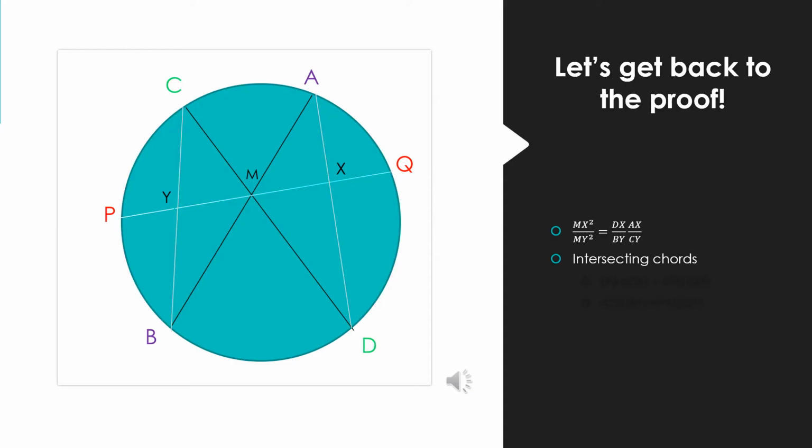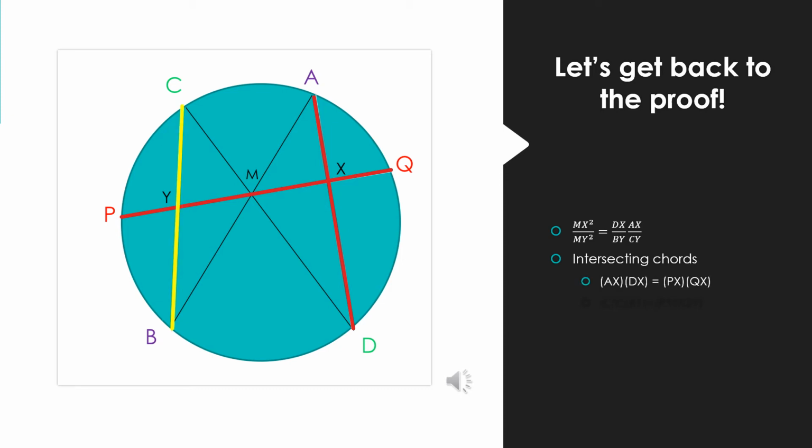If we want to use the intersecting chords theorem to help advance our proof, we must first determine which chords would be helpful. In our equation, we have MX squared divided by MY squared equals DX times AX divided by BY times CY. We want to use the chord AD with the point of intersection being X and the second chord being PQ, because then by the intersecting chords theorem, AX times DX equals PX times QX.